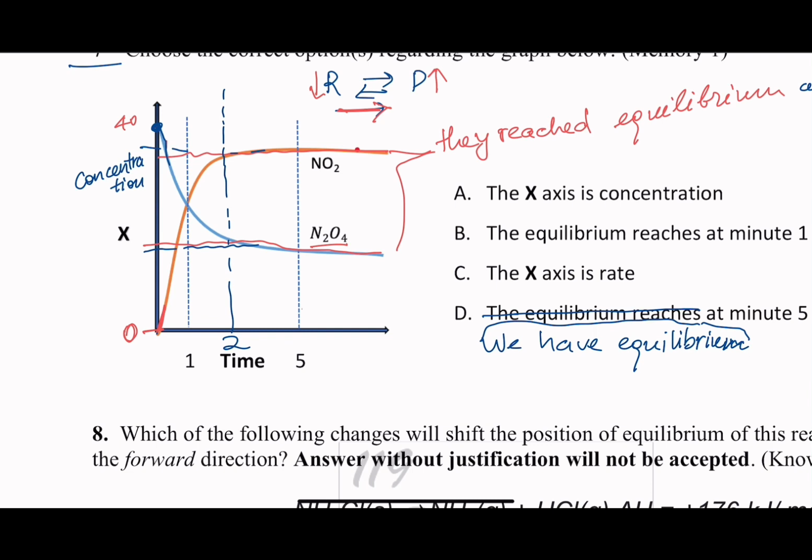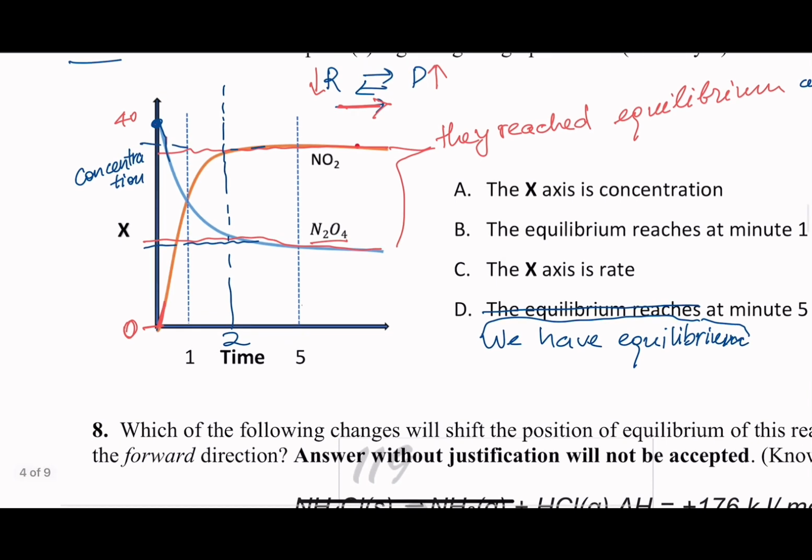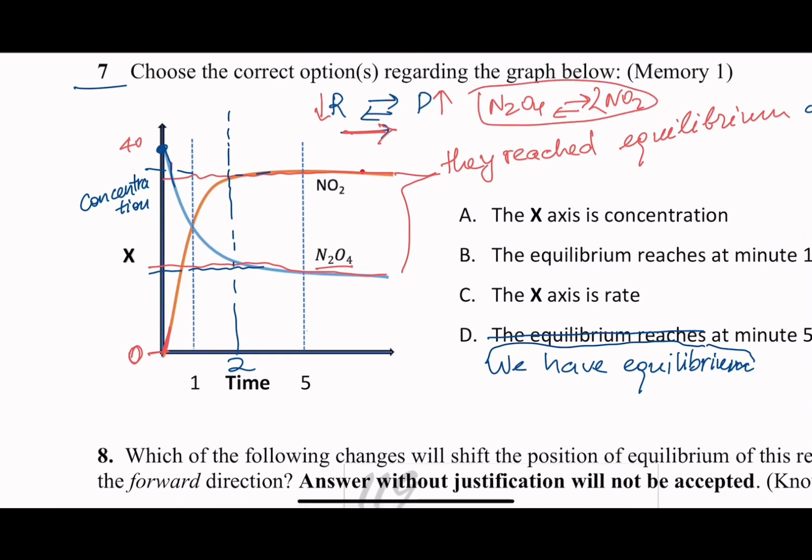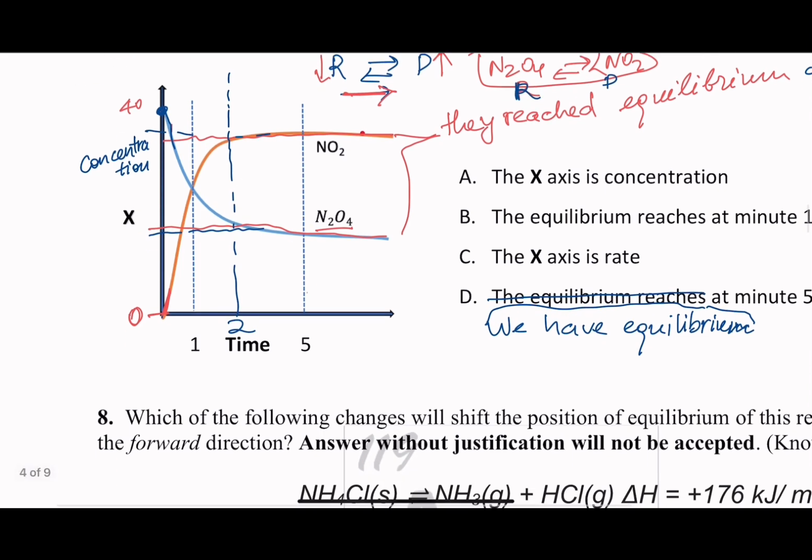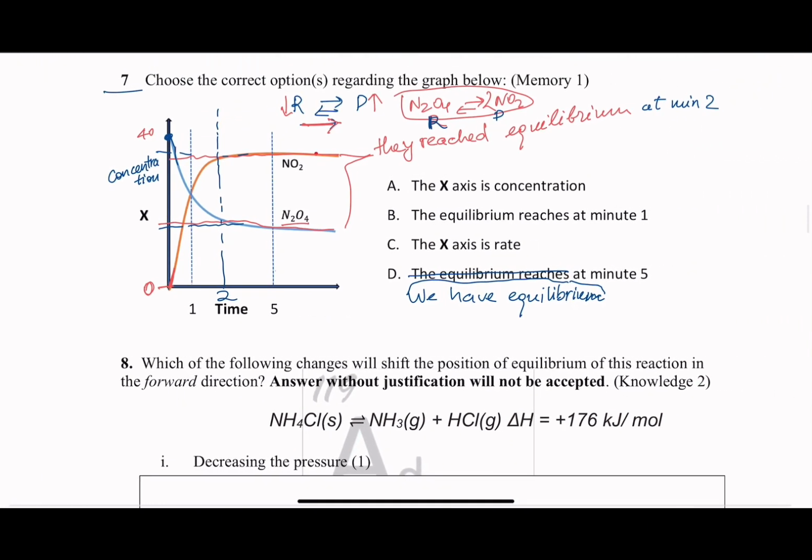So in this case, our reactant was N2O4 and our product is NO2. And if you do balance, it looks like this. Okay, so reactant over product. So the answer for this one, it's asking x-axis. You see the axis in here. It's a concentration. That is right. This is one of the answers.